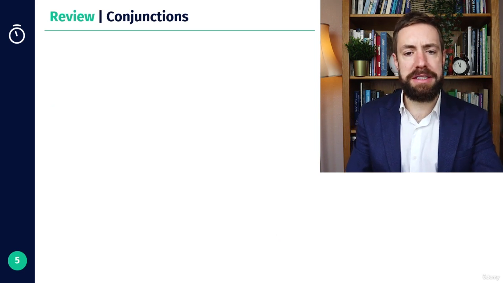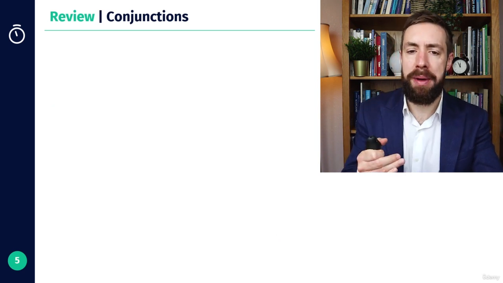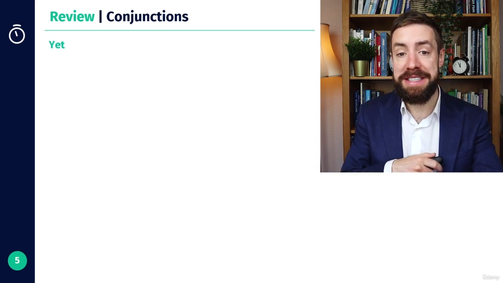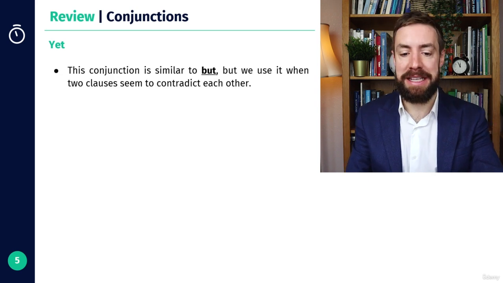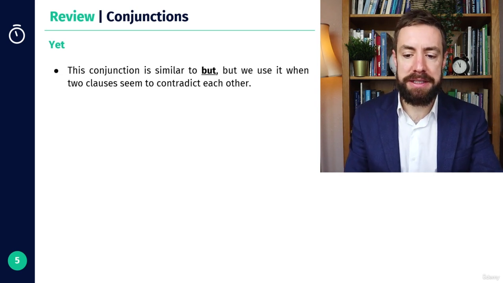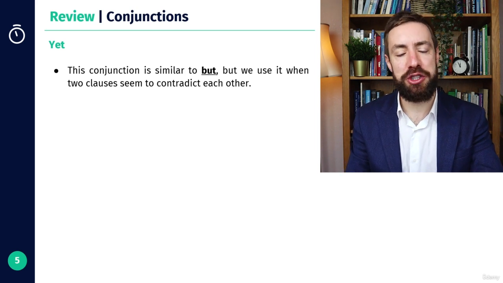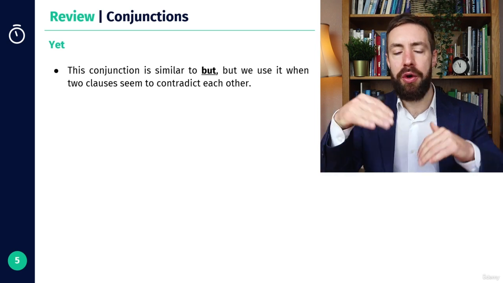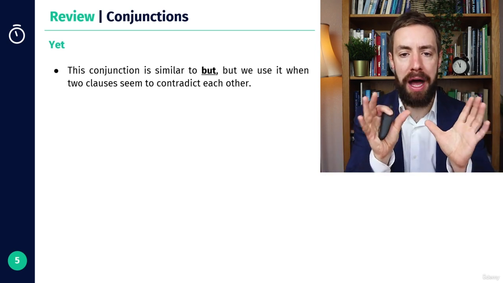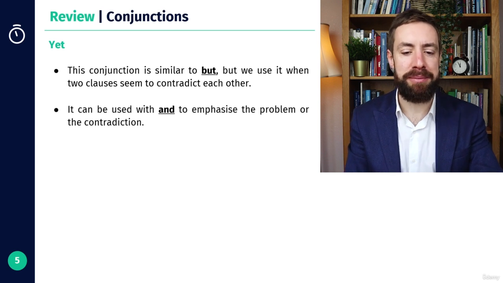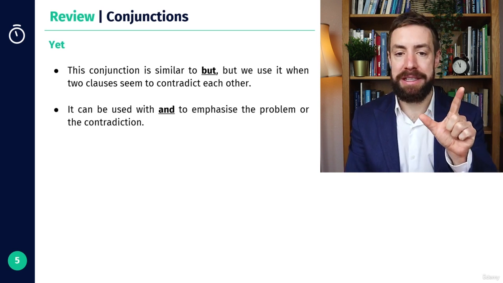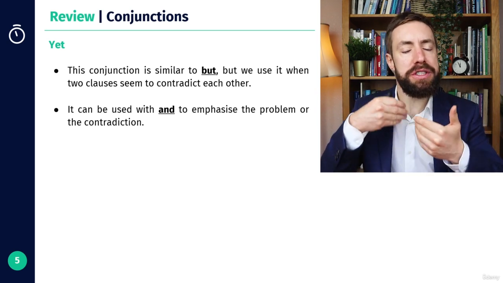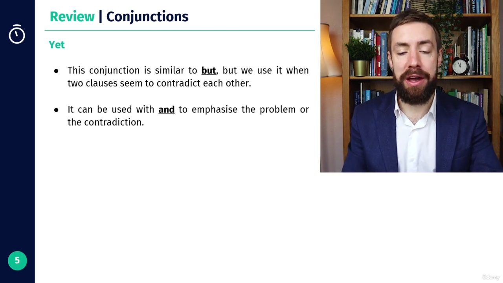Now, a word that many people use or at least know about, but don't always use in the right way or feel confident using, is "yet." So let's take a look at "yet." It's similar to "but." We use it when two clauses contradict each other. So it's like there's no logic between these two parts of the sentence. That'll be clear with an example. And we can use it with "and." We say "and yet" when we want to give some emphasis. We really want to focus on that problem or that contradiction.